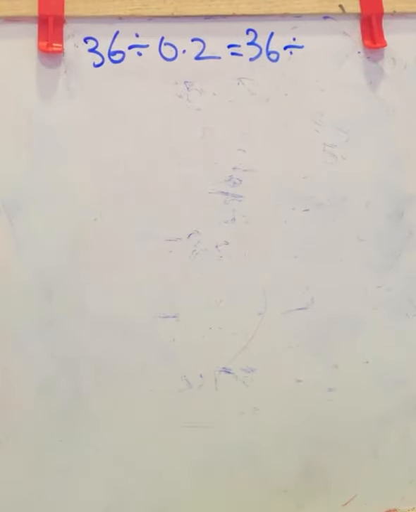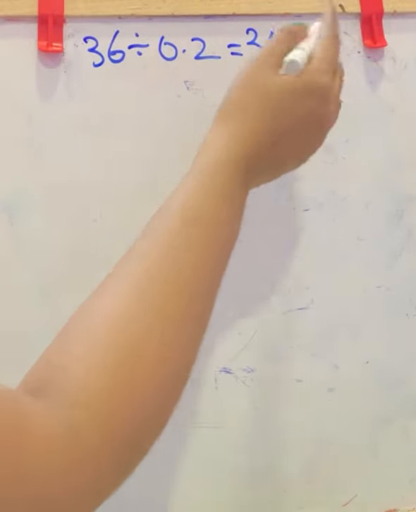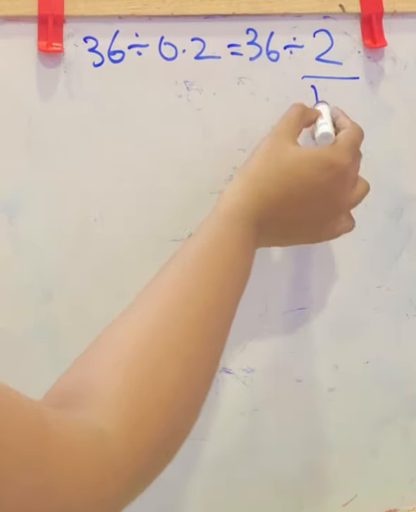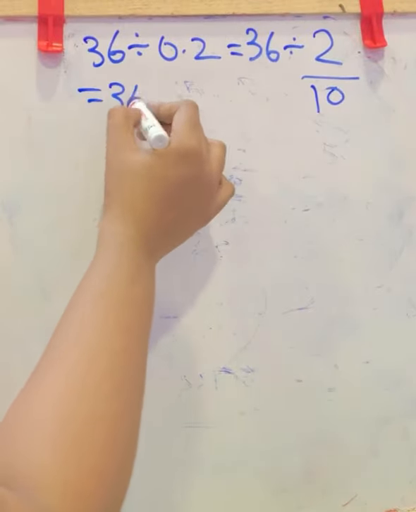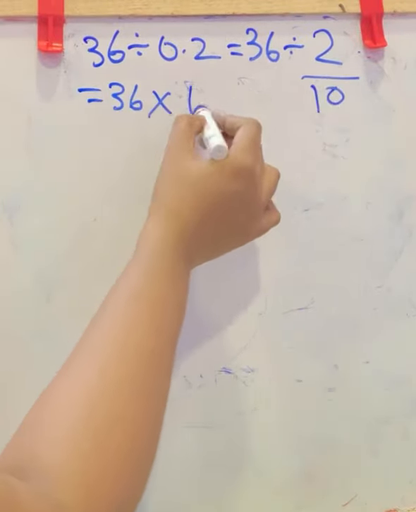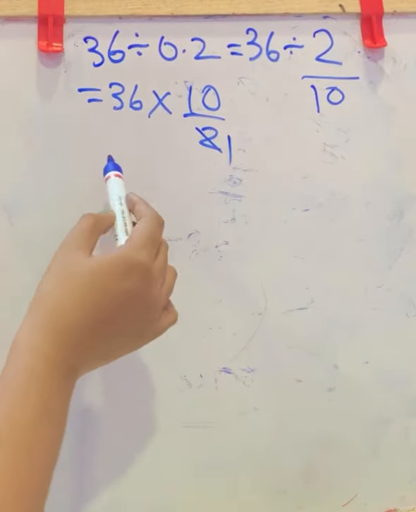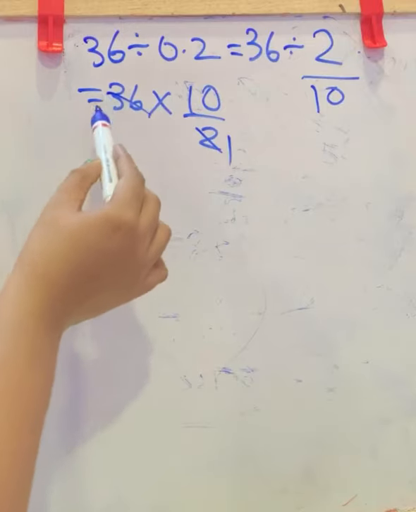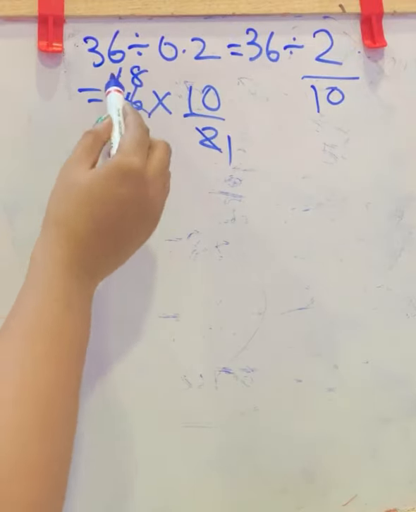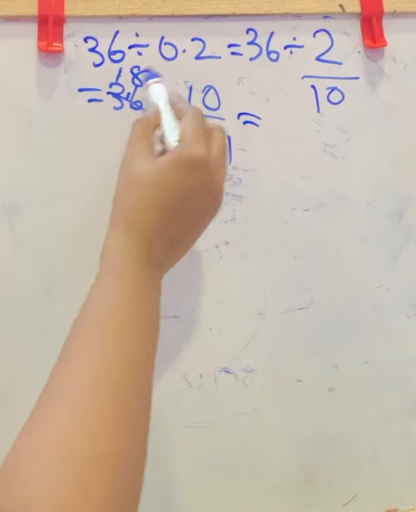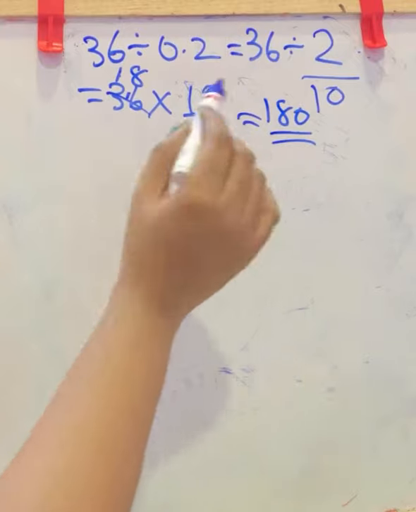The number without decimal, it is 2. That is 0, 2. 0, 2 means 2. By how many digits after decimal? 1. So 2 by 10. This can be written as 36 into 2 by 10 converts to 10 by 2. It's reciprocal. Now 2 ones are 2. And here in 36, 1 2s are 2. Balance 1. 8 2s are 16. 18 into 10 in numerator. 18 into 10 is 180 by 1 is 180.